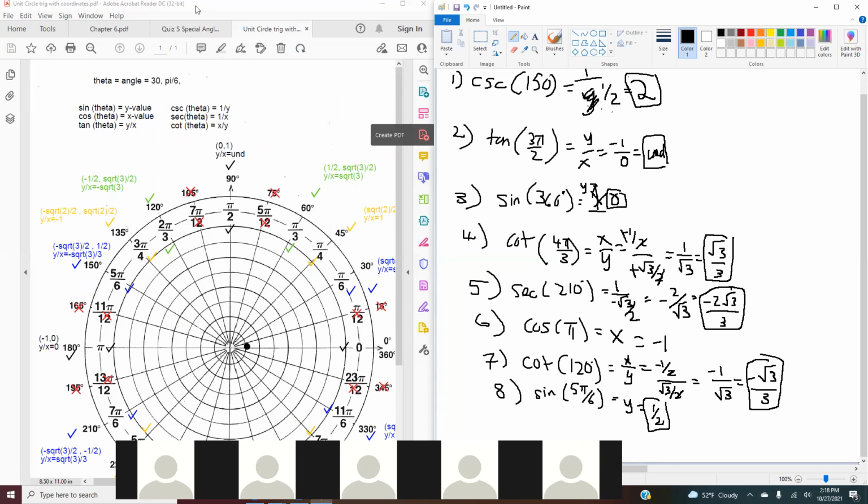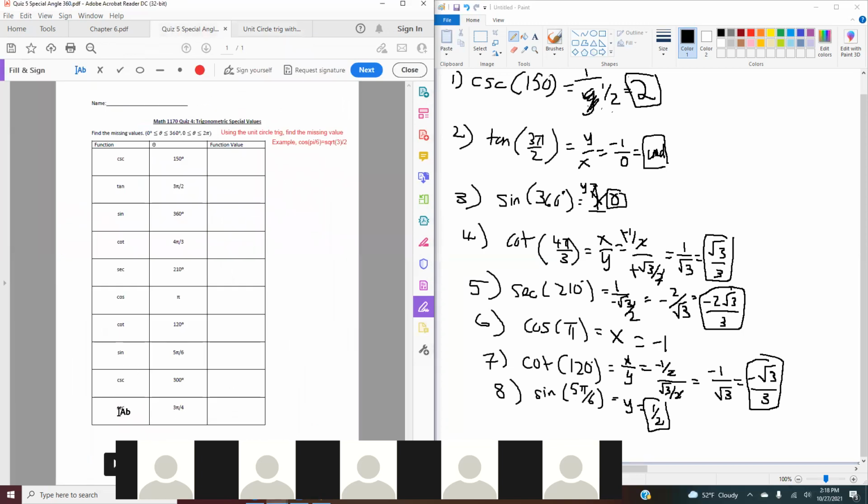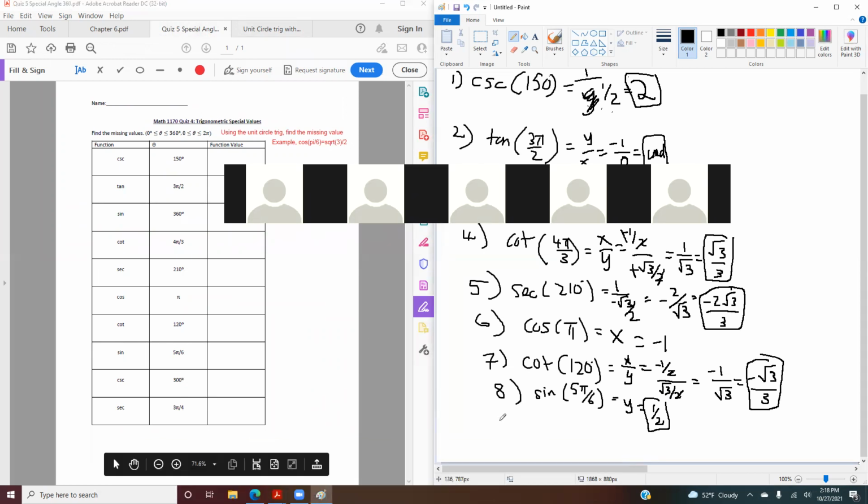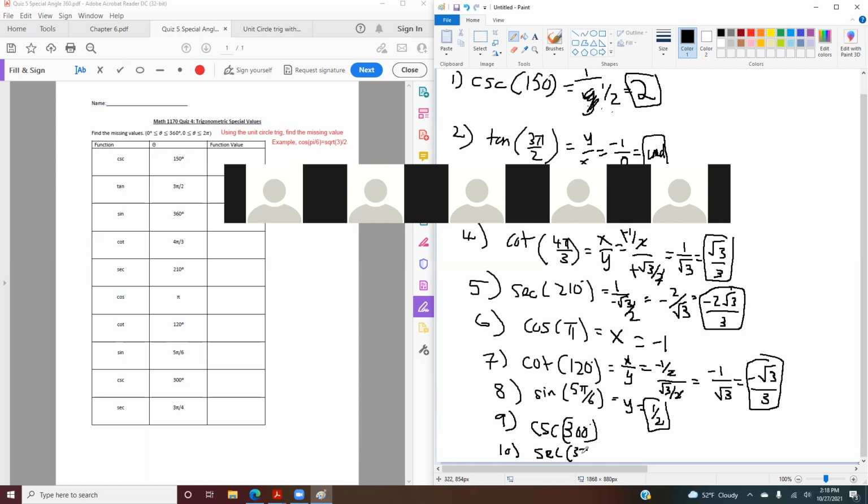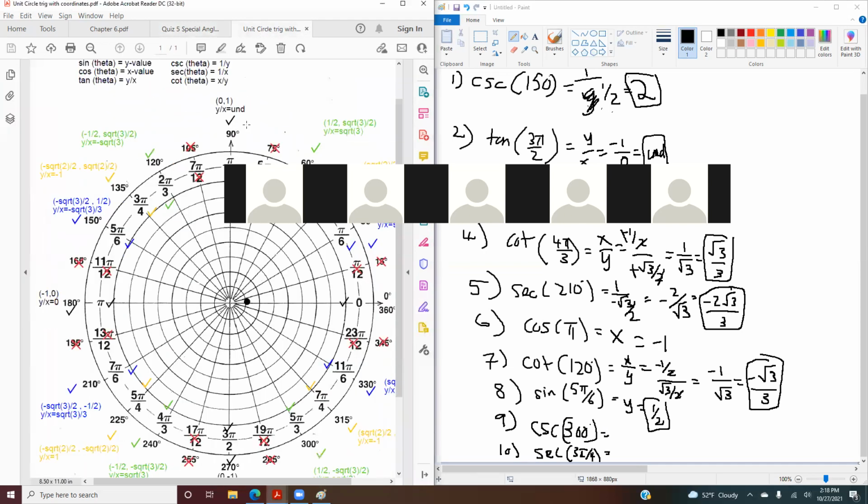Okay. I still haven't done 9 and 10, but I really want you guys to do them on your own. The last two, please do them on your own now. Number 9, cosecant 300 degrees. And the last one, number 10, secant 3 pi over 4. Please do this on your own, and make sure you have a unit circle here to help you.